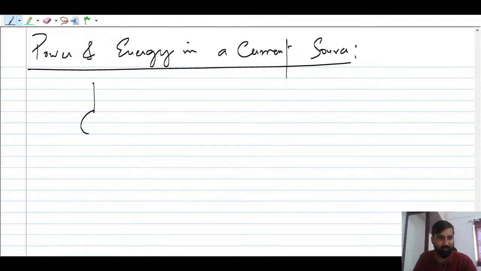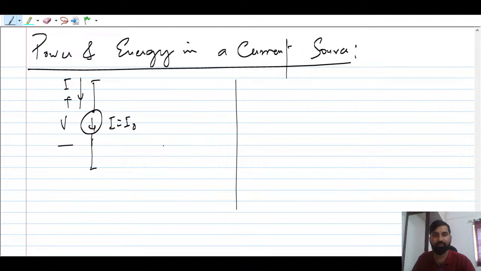Suppose this is a current source, you can say I equals I naught. Some constant current is flowing here, and the voltage across this is V, and the current is nothing but I. ठीक है, current is nothing but I. Now, this is very important.